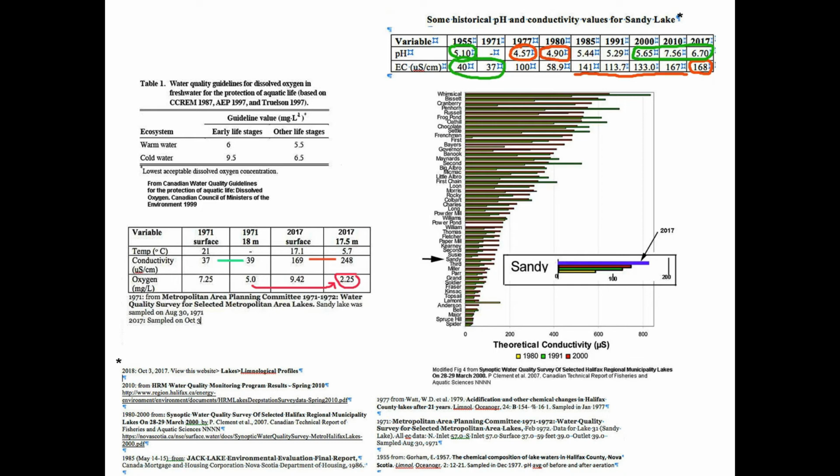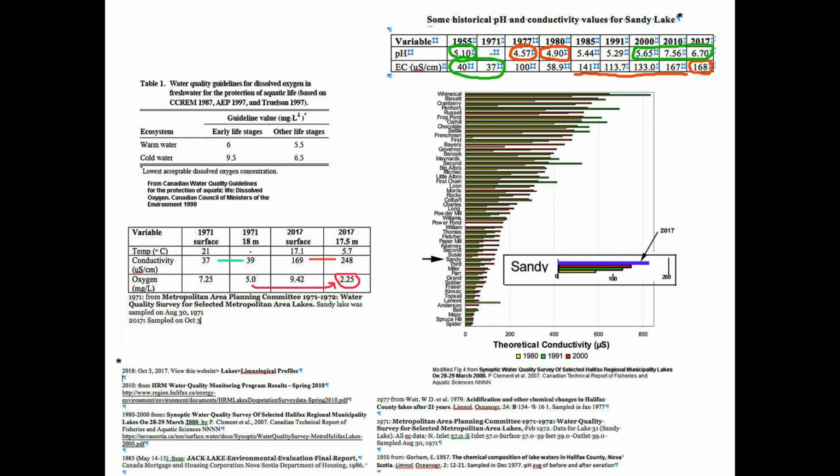Now there's very little historical data on oxygen in the lake. There is one study from 1971 where they measured the oxygen at 18 meters, and it had a value of 5 milligrams per liter. When we measured it, it was 2.25, and that is down below these guidelines. That's the problem. That oxygen level in the lower parts of the lake is down into critical levels.